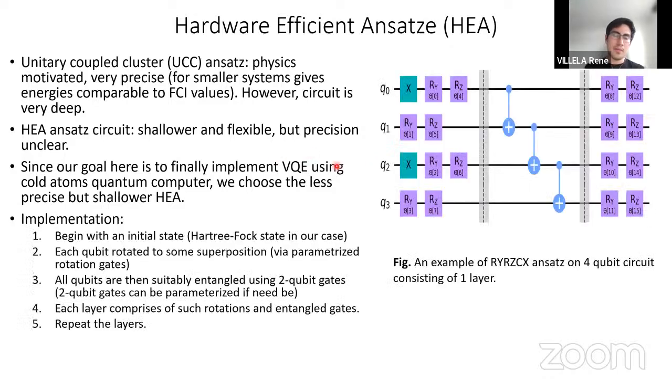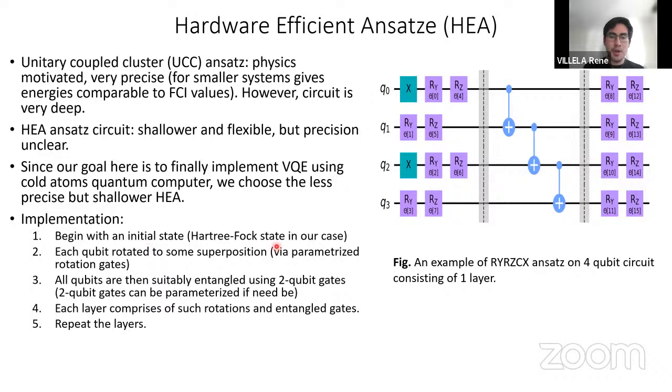So the concrete steps for the implementation of this routine are the following. We begin with an initial state, the Hartree-Fock state in this case. The idea behind the hardware efficient ansatz is that by successively applying a set of single qubit rotations and entanglement, and repeating this in layers, so rotation, entanglement, if we do this long enough, then our final state will overlap sufficiently with any arbitrary state. This is the idea behind the hardware efficient ansatz.